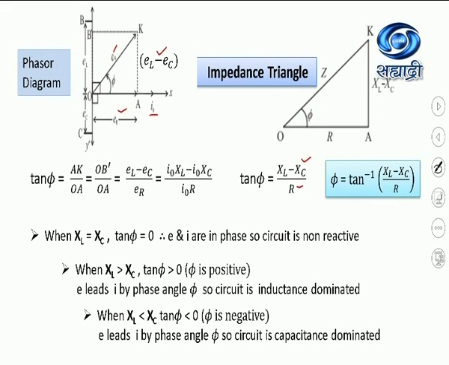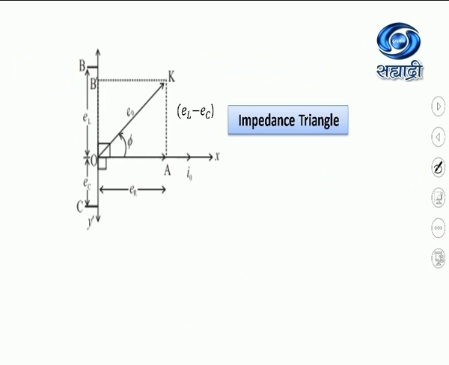When XL is less than XC, then tan phi will be less than 0. And in this case, EMF lags behind the current in phase by phi. And in this case, the circuit is capacitance dominated, meaning effectively the circuit is capacitive.